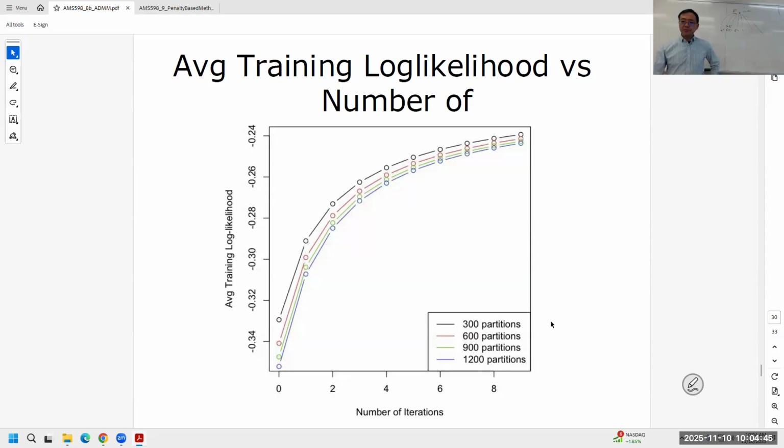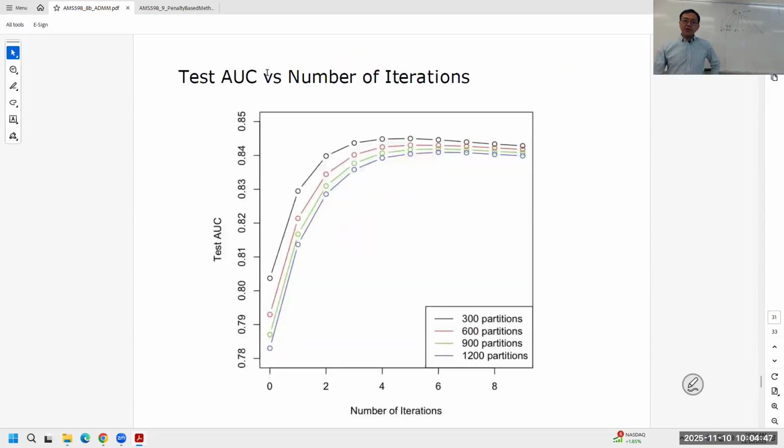This is the test AUC versus number of iterations. AUC is the area under the curve, and it is a measurement of the accuracy of the algorithm.